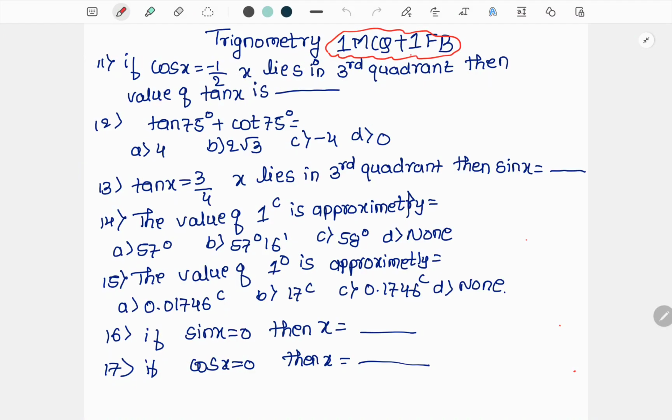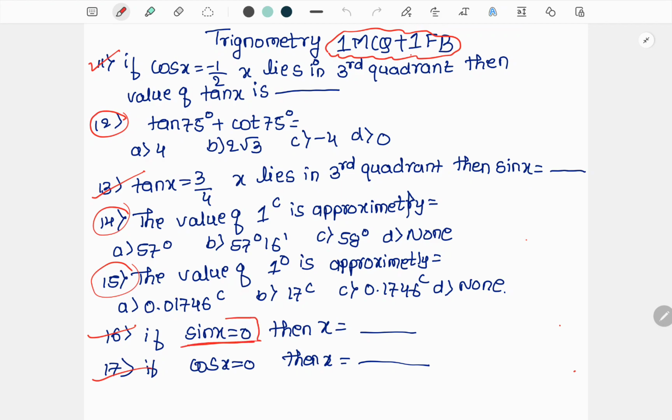Got it? So we'll continue with the remaining questions. The 11th one you can do, 13 you can do, 12 I will solve, 14 I will solve, 15 I will solve, 16 and 17 also you can do.